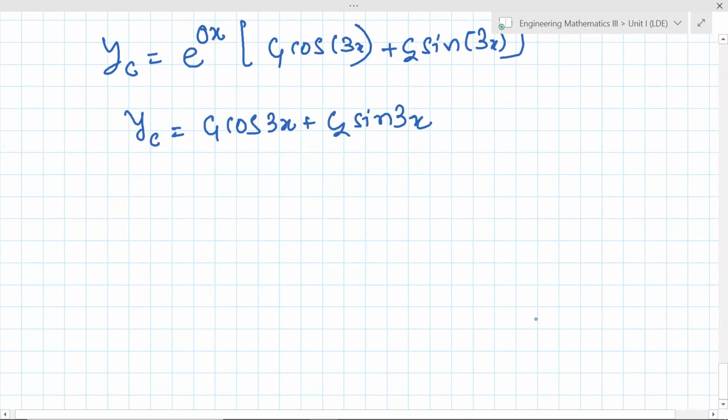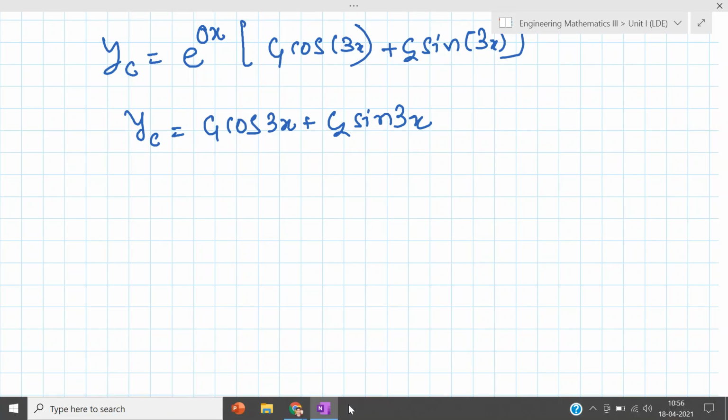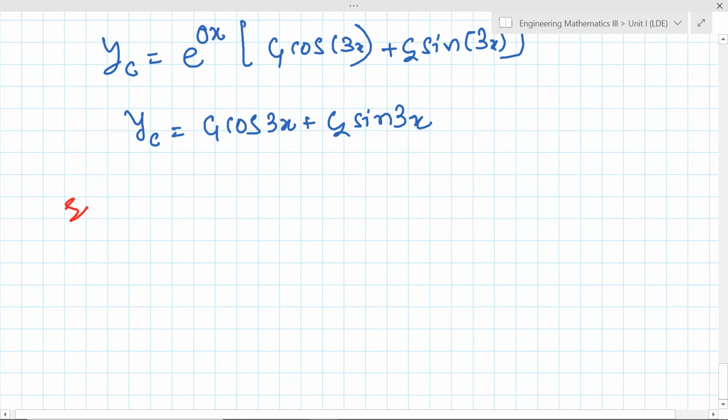In some examples it may happen that one root is distinct and the remaining two roots are complex. So how can we find the roots for that? Suppose 1, 2 plus minus i are the roots. Actually, I don't know the equation, but suppose 1, 2 plus minus i are the roots of the equation. Then how can we write the complementary function for this?